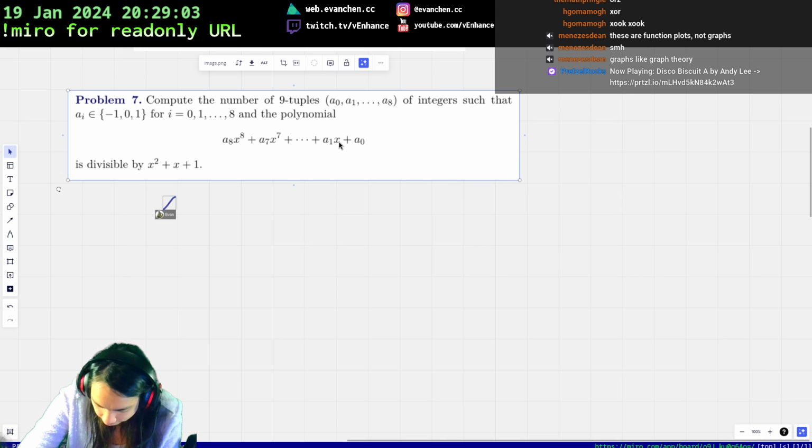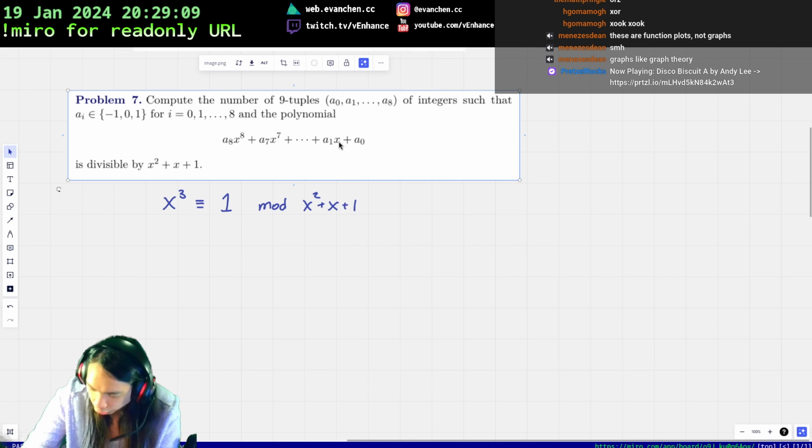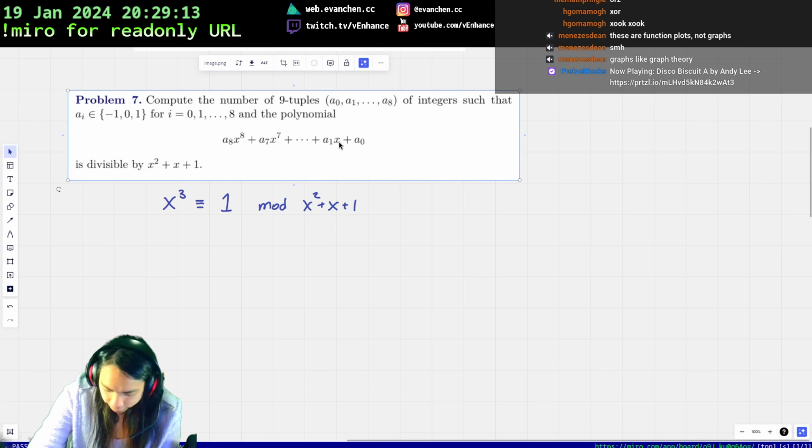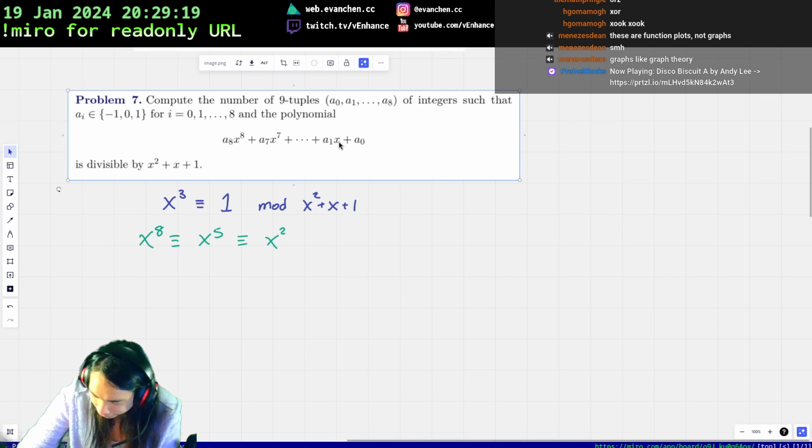The idea is that x cubed is 1 mod x squared plus x plus 1. So when you do polynomial long division, what this means is that if you look at x to the 8 and you imagine doing long division on it, this is how it reduces. X to the 8 is x squared mod x squared plus x plus 1.